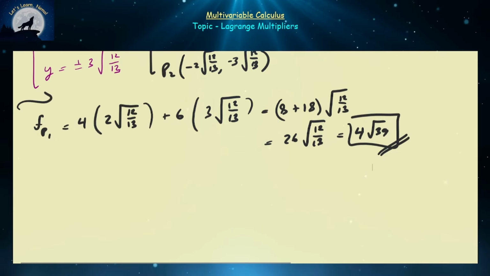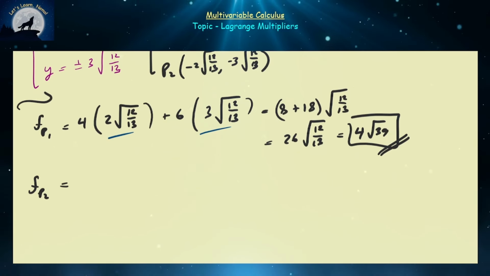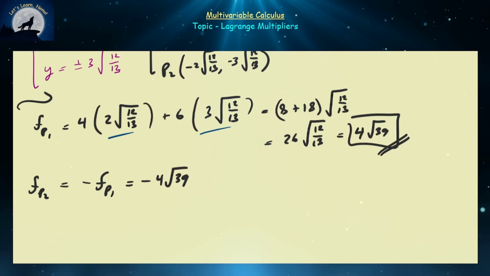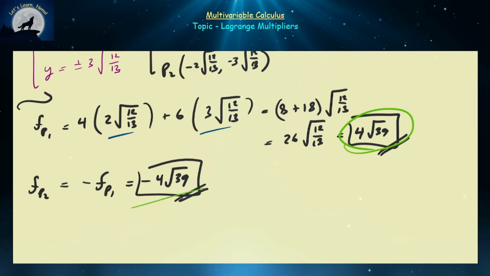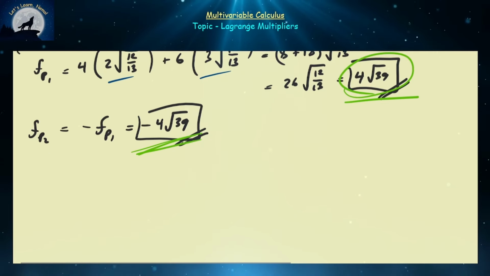Notice that if we plug in f of P2, the only difference is you're going to have a minus sign here, a minus sign here. And since it's just 2 terms added to each other, this is just going to be equal to the negative of f of P1. So this is going to be equal to minus 4 root 39. So that's going to be our other value at P2. So notice that this one is the greater, this one is the lesser. Therefore, this is the maximal value of the function, and this is the minimal value of the function along that path generated by the circle.